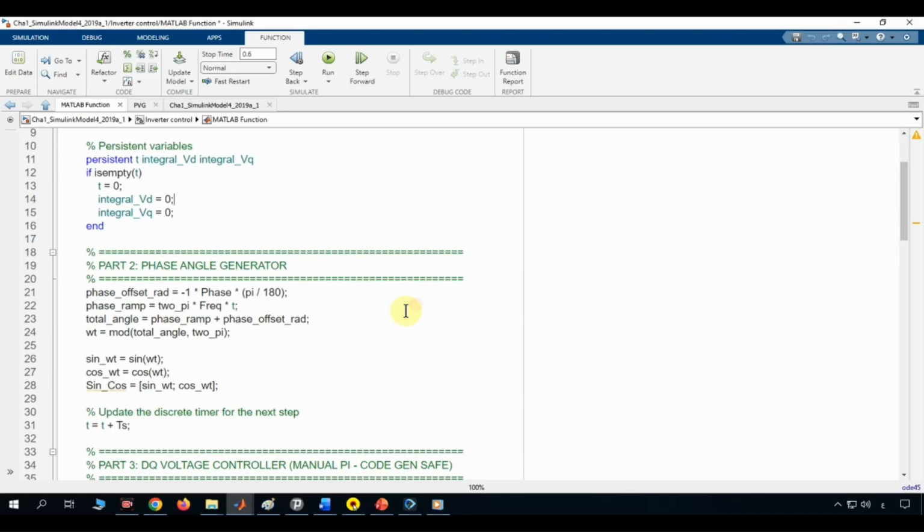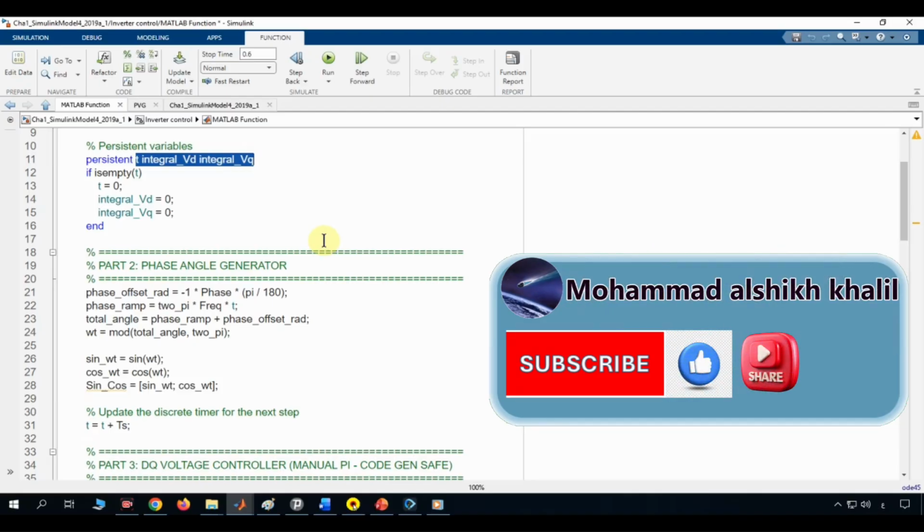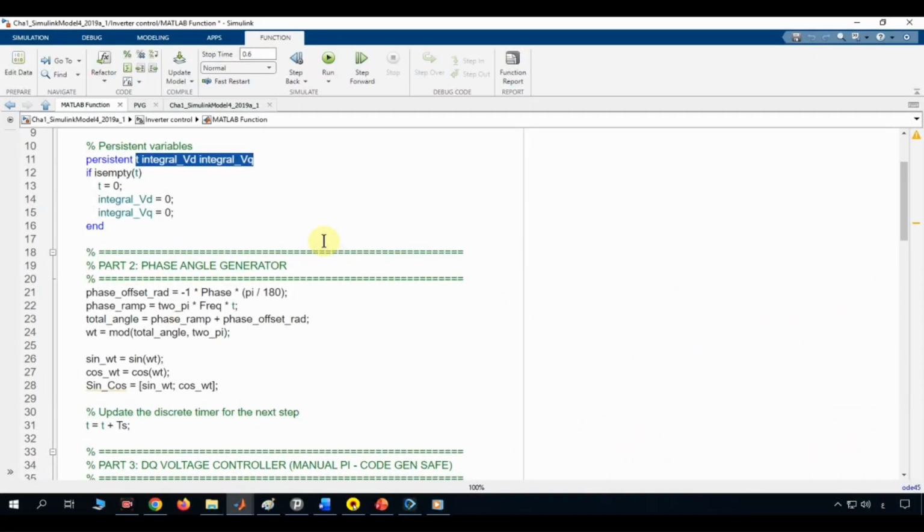Persistent means these values are remembered from one time step to the next, instead of resetting every time the function runs. Think of them as the block's memory. The variable T acts as an internal clock, and the two integral variables are the running totals inside the controller's integral term, which we'll get to shortly.